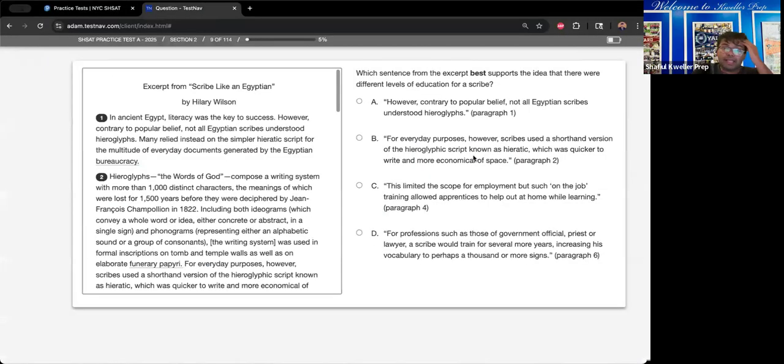Does the SHSAT reuse passages? No, they won't reuse a passage. This just happens to be reused. I feel like I've heard of this passage before. So yeah.